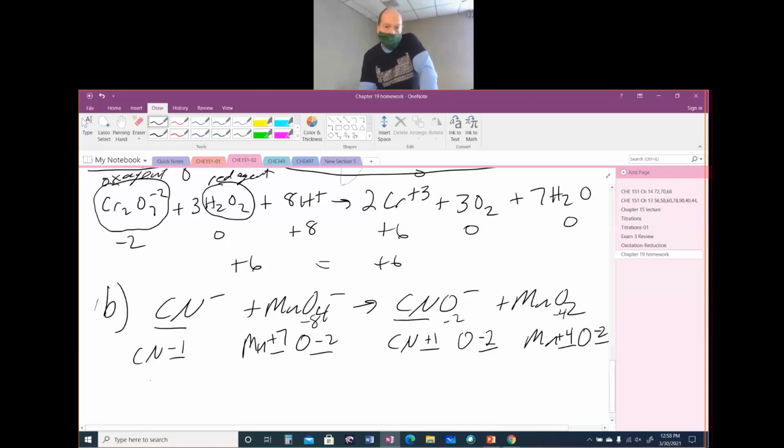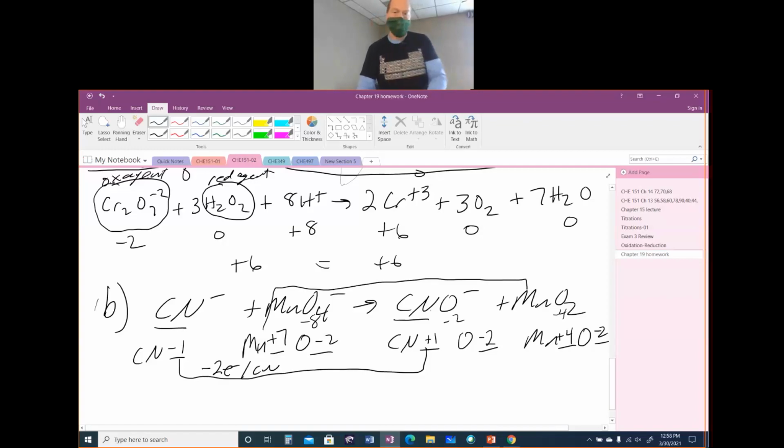All right, so I see that my CN is going to increase oxidation number from a -1 to a +1. So I need to lose 2 electrons per CN. My Mn is going from a +4 down to a +3. That is a reduction. I have to gain 3 electrons per Mn.